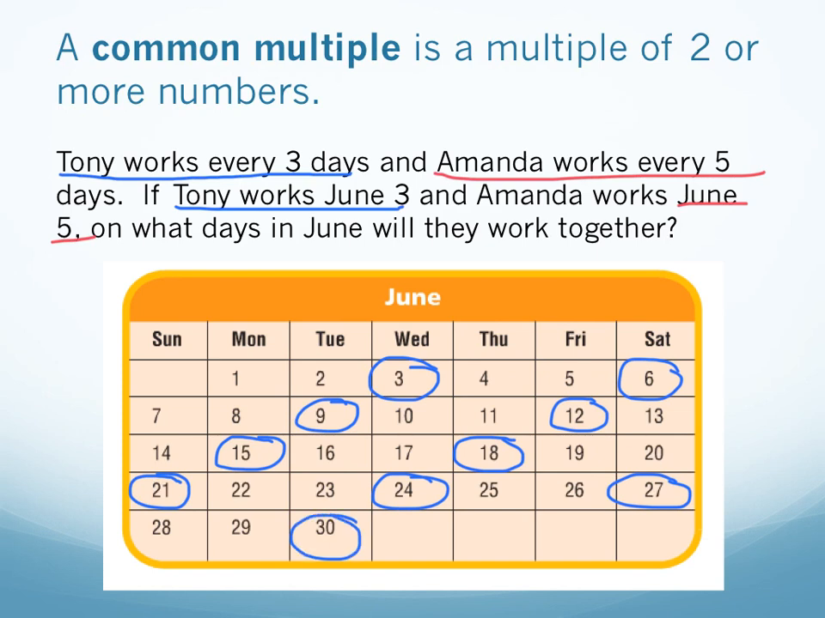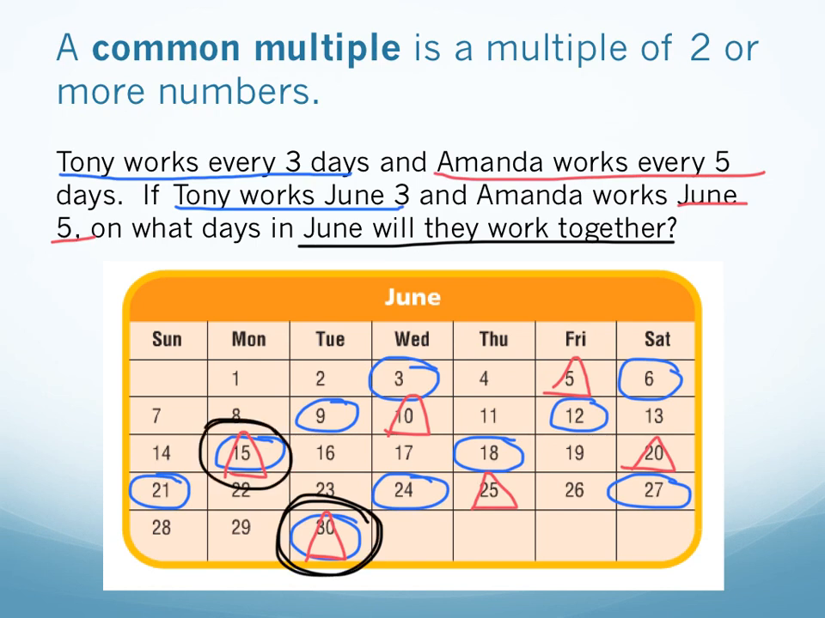Amanda's going to work every 5 days and start on June 5th. So Amanda's going to work on the 5th, the 10th, the 15th, the 20th, the 25th, and the 30th. The question is, what days will they work together? The only days that have both marks for Tony and Amanda are June 15th and 30th, making the answer June 15th and 30th.